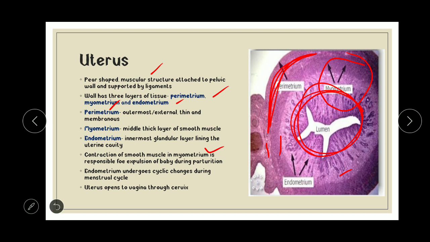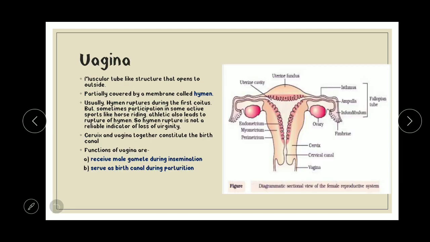Then the uterus opens to the vagina through the cervix. So now comes the vagina. Vagina is the muscular tube-like structure that opens to the outside. Here you can see the vagina that opens to the outside. It is covered with a membrane called the hymen.